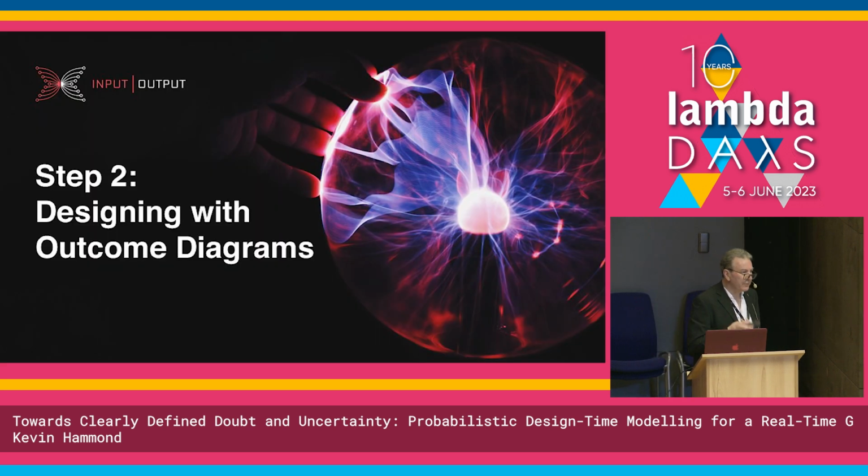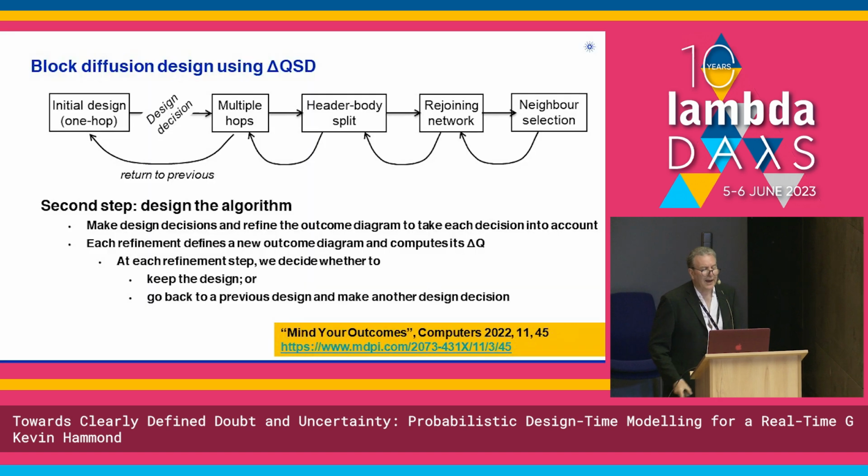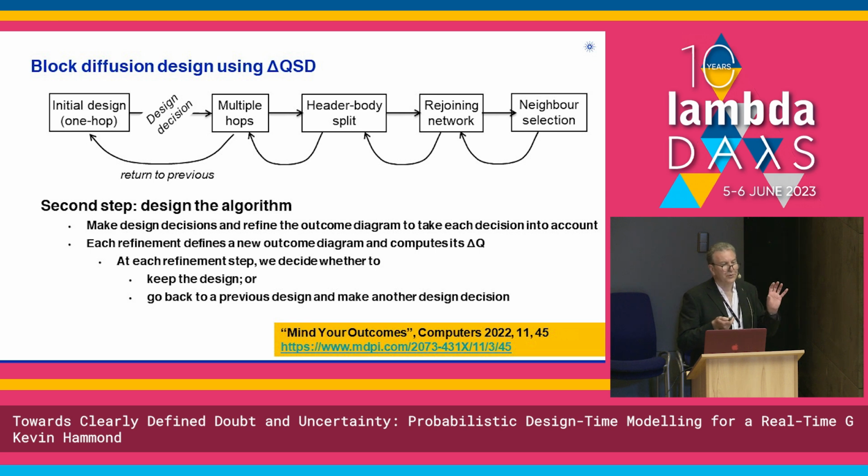So step 1, do the measurement. Step 2, do the design. We start off with the initial 1-hop design, build that up into a multi-hop design, split out the header and the body, so two parts to each transaction, rejoin the network, and do the neighbor selection. In each step, we refine, compute a new outcome diagram, compute the delta Q, and then when we refine it, you either keep the design or decide that actually this isn't the right design, and we'll go back to something we had before.